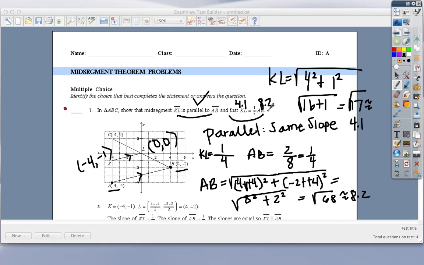Is KL half of AB? Well, 1/2 of 8.2 is surely 4.1. So we just showed that KL is parallel because their slopes are the same, and that KL is half of AB by using the distance formula. Great. And that's all for this example.